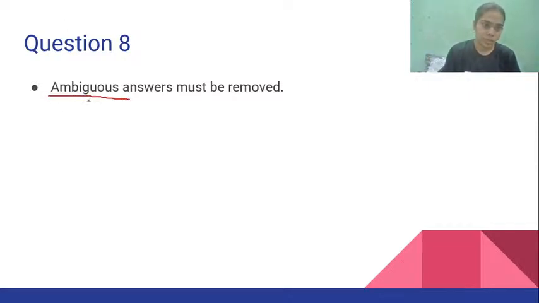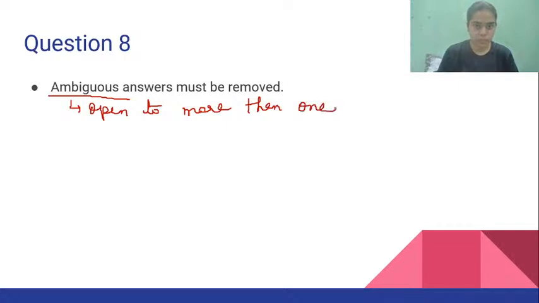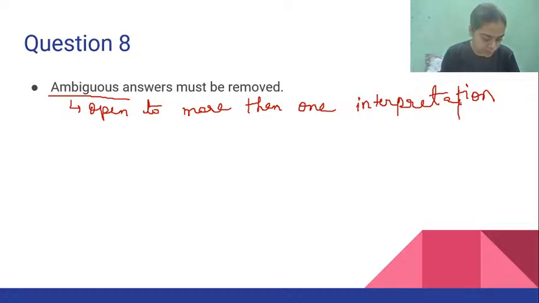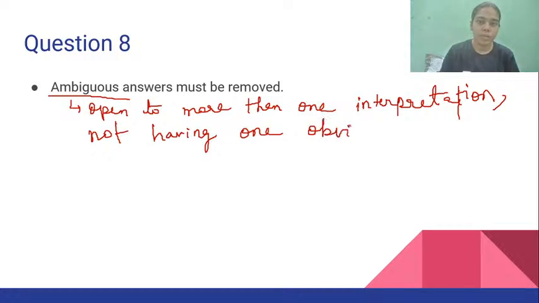So the next word is ambiguous. Open to more than one interpretation. Right? What does ambiguous mean? Yes, sure, doubtful. Yes, doubtful. Not having one obvious meaning.